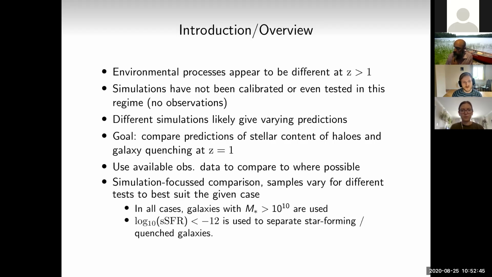The number of available observations to compare to is limited, even with Go Green at the stage that we're at. So not all plots have data points on them. So just bear that in mind. And everything I talk about is at redshift 1, so there's no redshift 0 stuff. And all the galaxies I consider are above 10 to the 10 solar mass, and what I call a non-star forming quenched galaxy will be defined by a specific star formation rate below, I guess, minus 12, just before I begin.